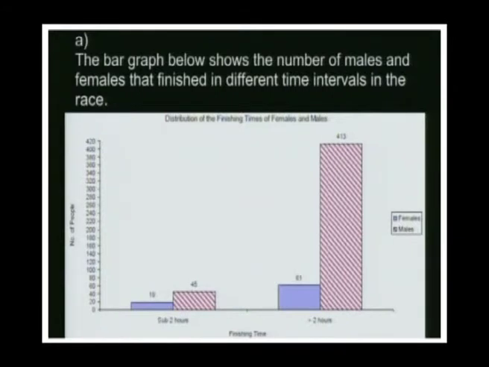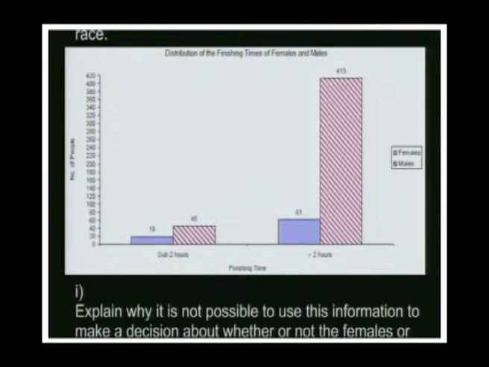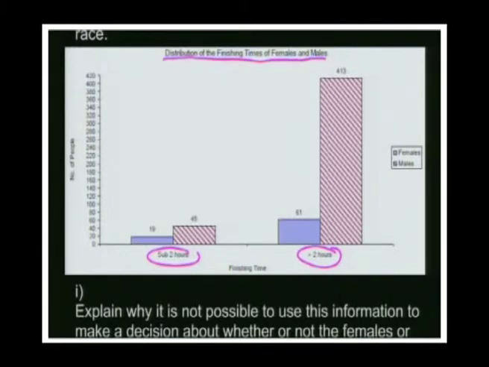Yum! The bar graph below shows the number of males and females that finished the race in 2 different time intervals. So let's have a look here. This is showing the distribution of finishing times of males and females. First of all, we have sub 2 hours. This means that they finished the race in less than 2 hours. And over here, we have a little crocodile sign which says greater than 2 hours. This means that everyone who finished over here ran the race in more than 2 hours.